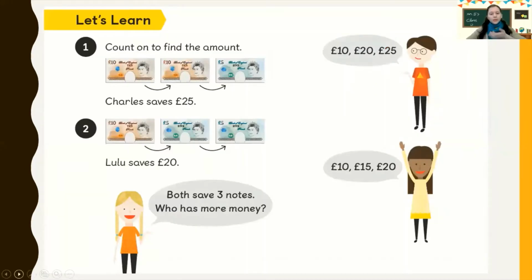Okay, so this is what we did to find the answer. We counted on 10, add 10, add 5. Charles saves £25. Lulu, 10, add 5, add 5. Lulu saves £20. They both have 3 notes, but that doesn't mean they have the same amount of money because the notes represent different values.